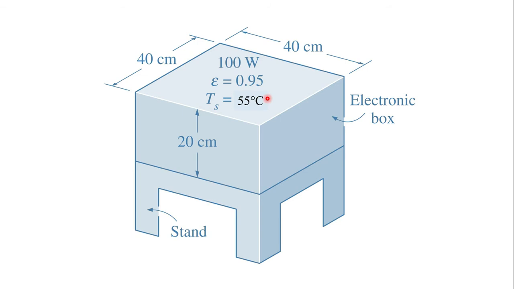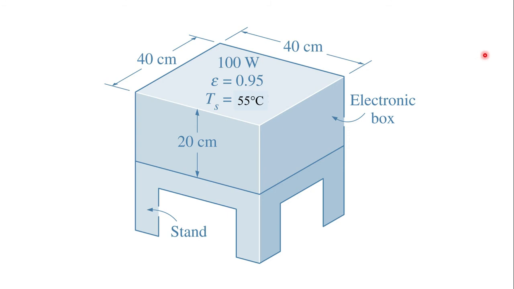You are given the dimensions of this box, the heat generation in this box, which is equivalent to 100 watt, the emissivity of this box, which is 0.95, and the surface temperature, which is 55 degrees centigrade. You have to determine the surrounding temperature. If you place a certain body at a particular distance in the surrounding, what will be the temperature of that body; simply, you have to determine the temperature of the surrounding.